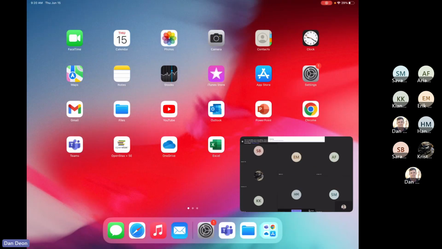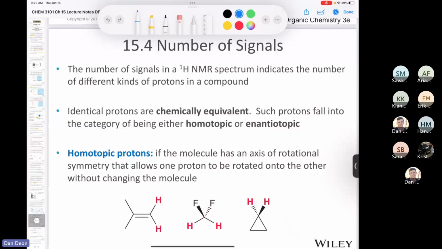All right, so where were we? We were getting into number of signals. It says the number of signals in a proton NMR spectrum tells you about the number of different kinds of protons in a compound. So let's say you have a compound that has two different types of protons, you're going to see two signals. If you have four different types of protons, you'll have four signals, etc.